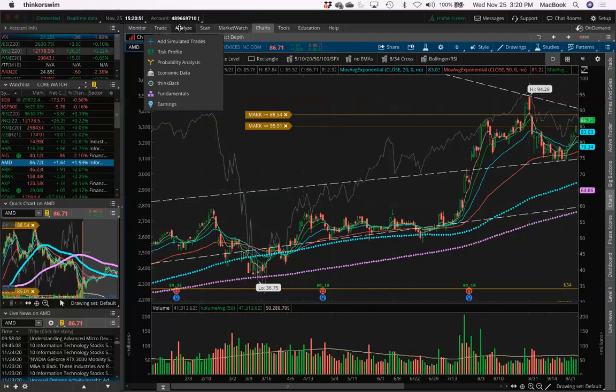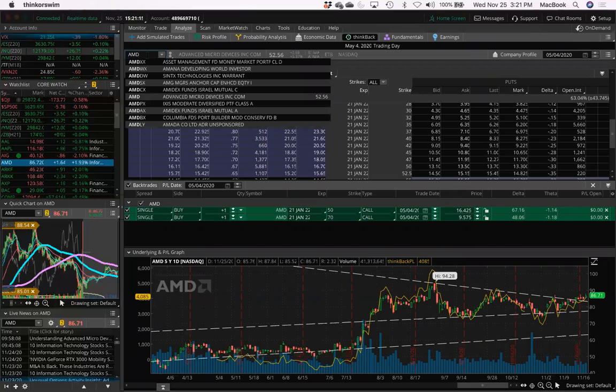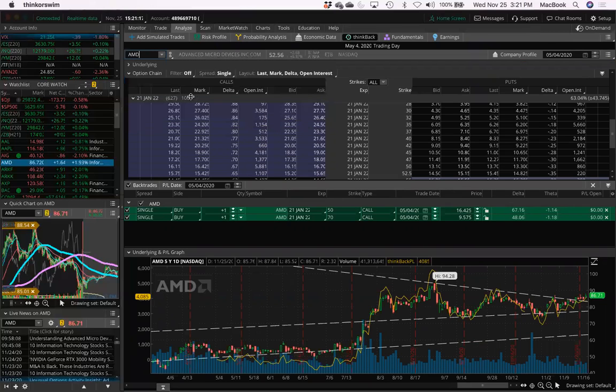So in your Analyze tab up at the top, you're going to go down and you're going to see a feature that's called Thinkback. You're going to click on Thinkback. And when you're doing that, you have to put in your ticker that you want. In this case, we have AMD. And you're going to want to select a date from the past. The past date that I'm selecting here is 5/4.